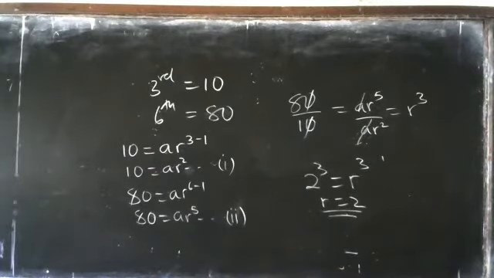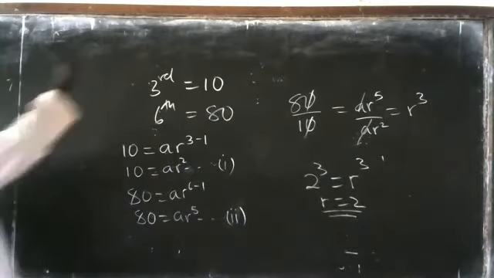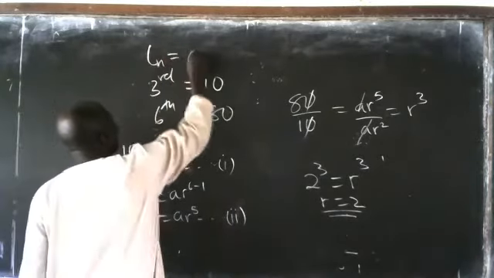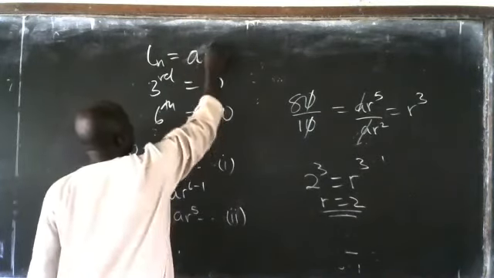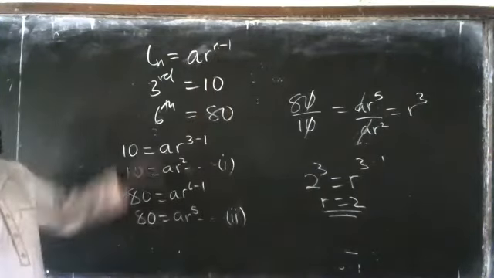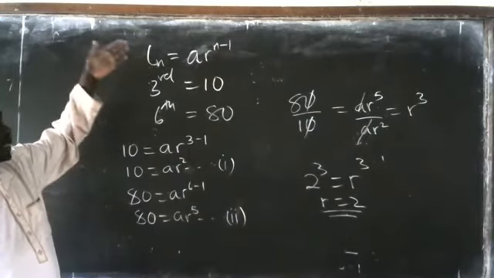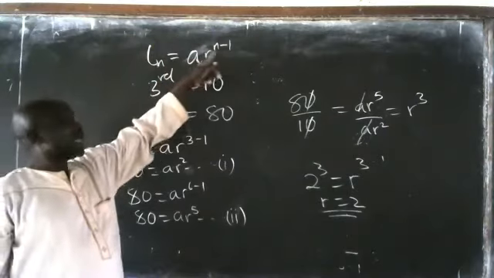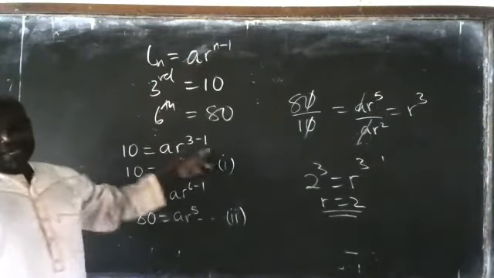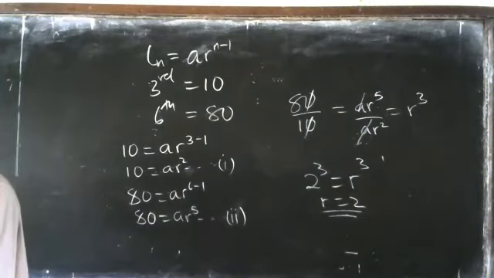Excuse me, teacher. How does the 3 minus 1 come about? The formula for the nth term, you can recall my daughter, we said it was Ln is equal to AR power n minus 1. So this term here is the third term and it is 10. We have not been given A or R, but we were told N is 3. That's why I'm having 3 minus 1. Is it okay?